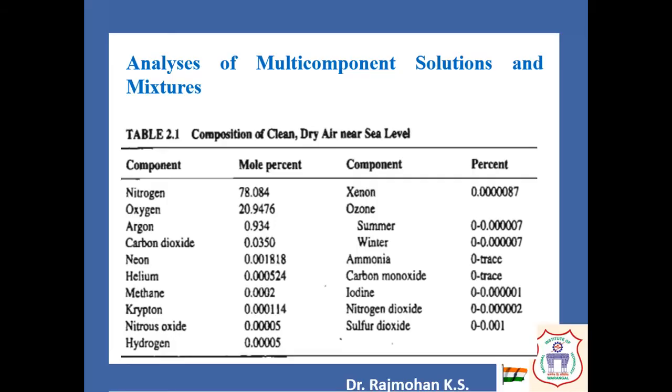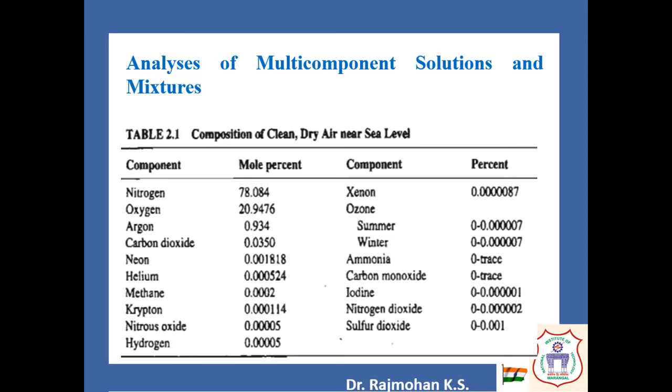For a multi-component system, we should know the mole fraction or mass fraction of its constituents, right? If you look at this table 1, it lists the detailed composition of dry air. So the major components are nitrogen 78 mole %, oxygen 20.9 mole %, argon 0.934, carbon dioxide, neon, helium, methane, krypton, nitrous oxide, hydrogen, xenon, ozone during summer, during winter, ammonia, carbon monoxide, iodine, nitrogen dioxide, sulfur dioxide. So these components are present. Even other components are there in minor traces.